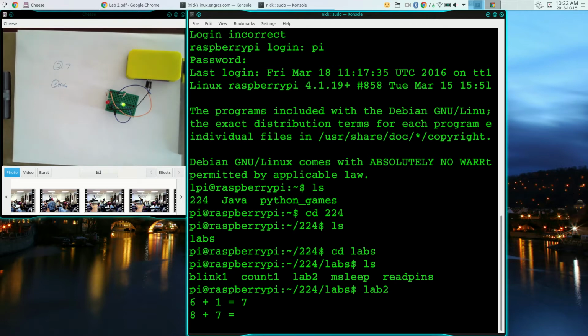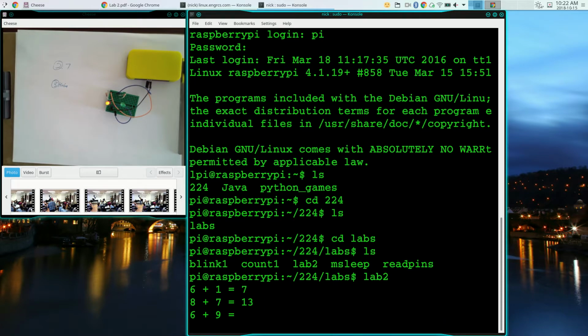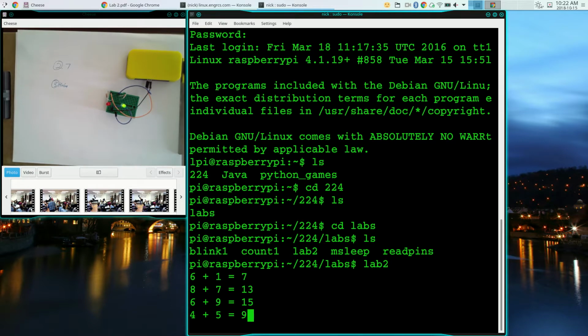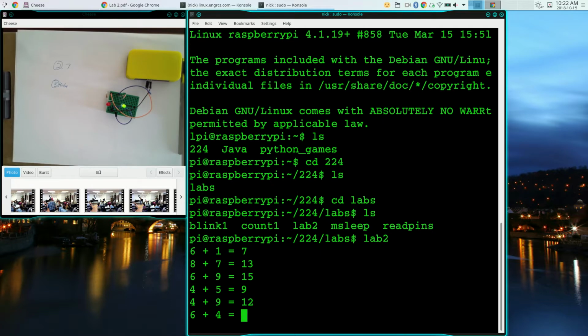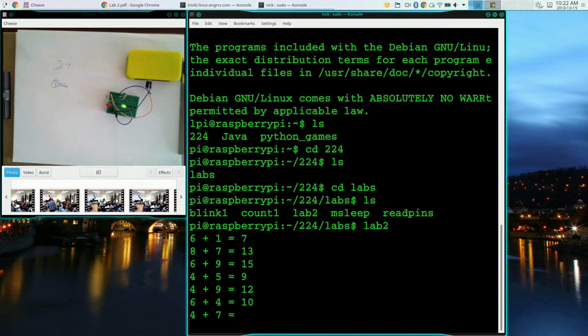And then it gives you another question, 8 + 7. Well, that one's always confusing to me, so I think it's 13. If you get the answer wrong, the red LED lights up. Okay, and that's all it does. So you can get hours of entertainment out of this, and you don't even need a Wi-Fi connection. All right, cool? Yeah.